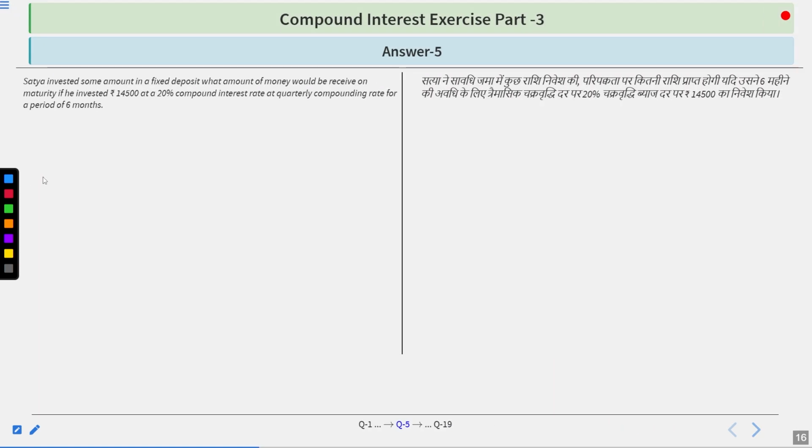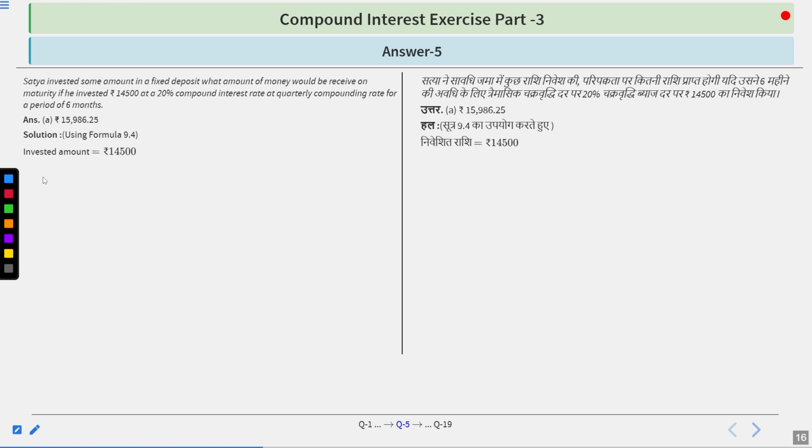So Satya has invested some amount in a fixed deposit. We have to find the amount that he would receive on maturity. Satya has invested rupees 14,500 at a rate of interest of 20%, compounded quarterly, for a period of 6 months. The answer to this question is option A, rupees 15,986.25, and we are using formula 9.4 to solve this question.